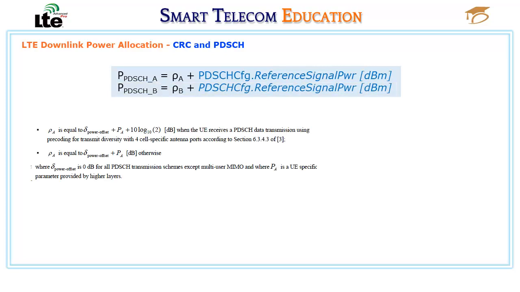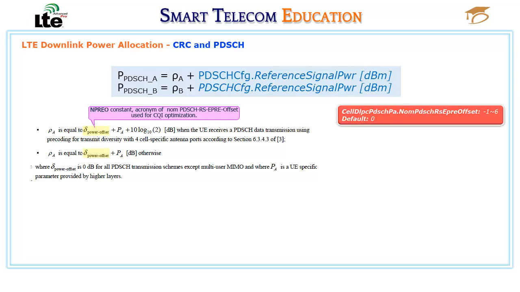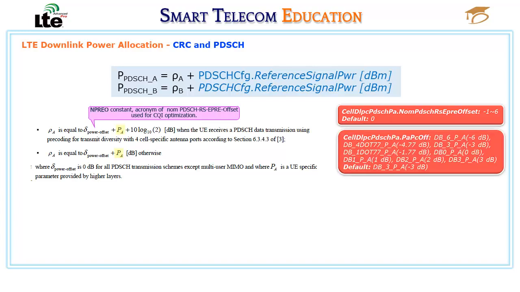The rho A is calculated as follows: if PDSCH data transmission uses transmit diversity with 4 antenna ports, rho A equals delta power offset plus PA plus 10 log 2. In other scenarios, rho A equals delta power offset plus PA. Delta power offset is specified by the parameter NPRSEPREOffset, the non-PDSCH RS EPRE offset used for CQI optimization. And PA is defined by the PA for even power distribution parameter under cell downlink power control PDSCH PA.